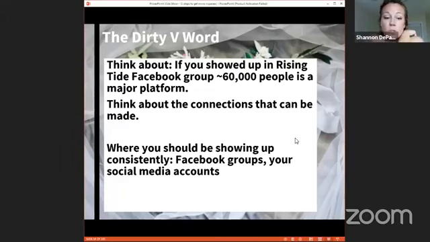So this is where you should be showing up consistently. You should definitely be showing up in Facebook groups consistently, and you should definitely be showing up on your social media accounts, especially because those people have raised their hands and said, hey, I want to hear from you. I want to hear more about your products. And then you're denying them information. Like, why would you do that? They're there saying, hey, I'd love to hear more from you. And then you're not even showing up for them, right?